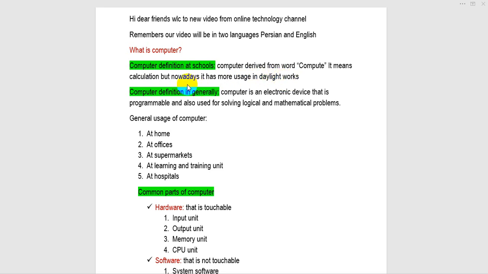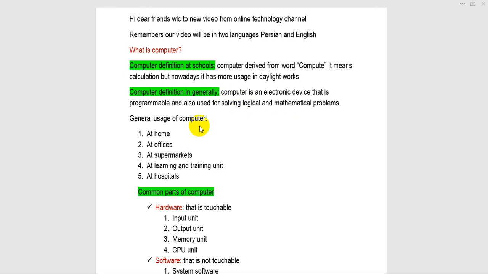And the second definition is computer definition in general. So in general, how can we explain the computer? Computer is an electronic device that is programmable and also used for solving logical and mathematical problems, right? That was the two definitions of computer. It is very right, and you can explain them and you can learn them. You can teach them to your friends also.